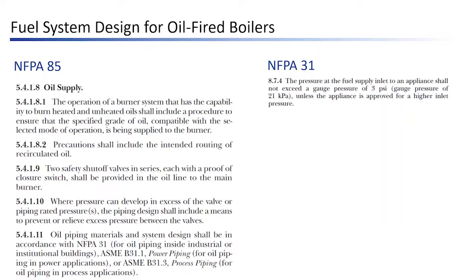Now, there is a very common misconception with NFPA 31. I've had more than one good engineer tell me that they can't put more than 3 PSI to a boiler because of this paragraph here in NFPA 31 that says the pressure to fuel supply inlet to an oil-fired appliance may not exceed a gauge pressure of 3 PSI, unless the appliance is approved for a higher pressure. And that's where every boiler fits in. They're all approved for higher than 3 PSI. And I would disagree. I would argue that a boiler is not an appliance. The NFPA 31 was written for teeny tiny little oil-fired things, not boilers.